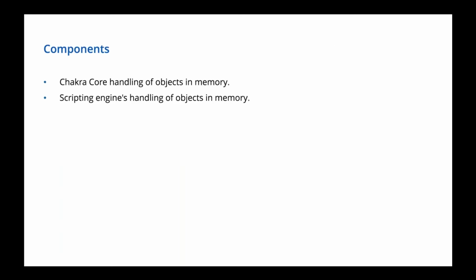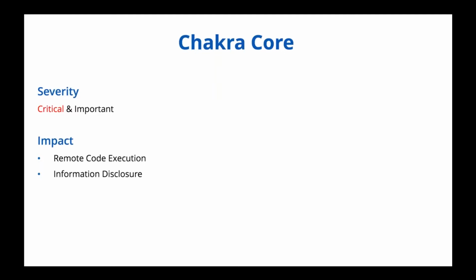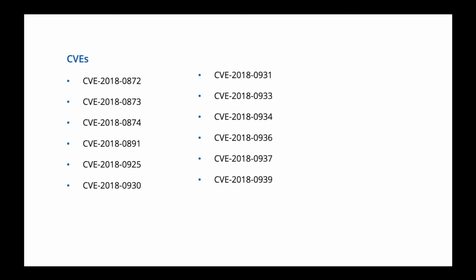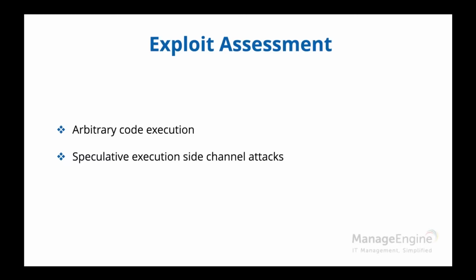The components that will be corrected are Chakra Core handling of objects in memory and scripting engine handling of objects in memory. Chakra Core is the scripting engine of Microsoft browsers, both Internet Explorer and Edge. The severities are critical and important. Remote code execution and information disclosure are the two impacts. We have a list of CVEs for you. The exploit assessments are speculative execution side channel attacks and arbitrary code execution.